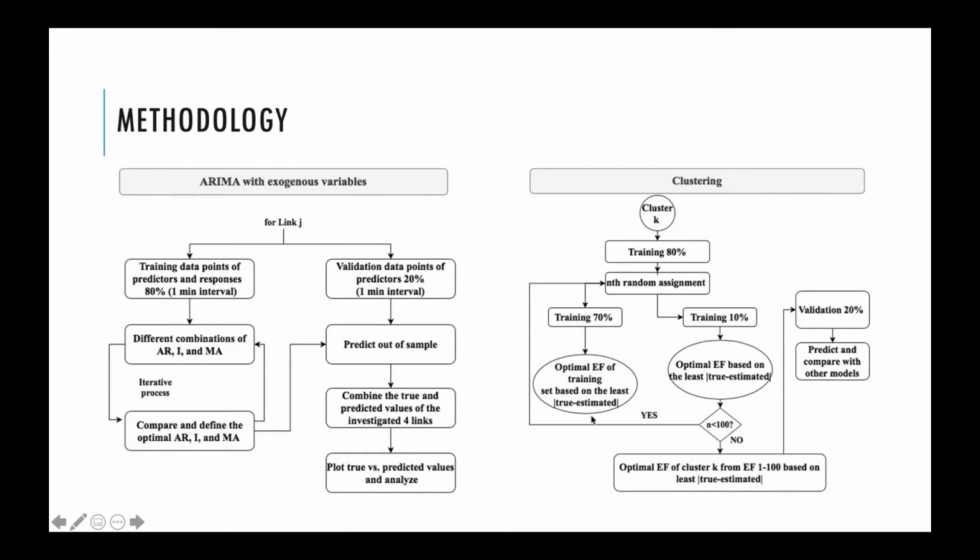We defined the optimal emission rate of the 70% data points based on the factor, which is the least true minus estimated. After we defined the optimal emission rate, we used it to predict using the training, or to make sure that it is the best emission rate. And we applied the same factor, which is the least true minus estimated emission rate.